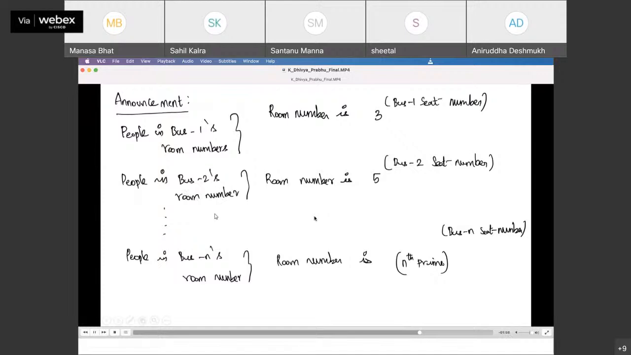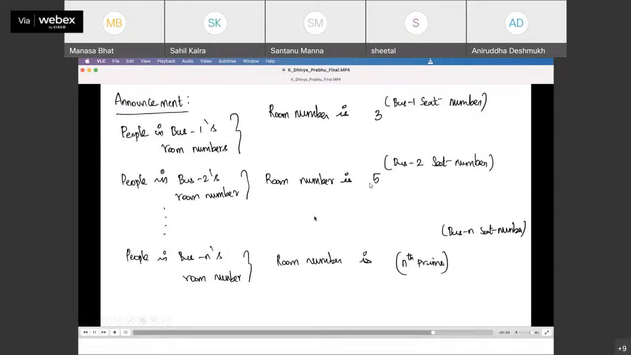So this is for the second bus. People sitting in the second bus go to 5 power their seat number. So what is the natural idea for the third bus? It is 7 power their seat number, and so on. So these bases 3, 5, 7, and in general, for the nth bus, people move to the nth odd prime power their seat number.